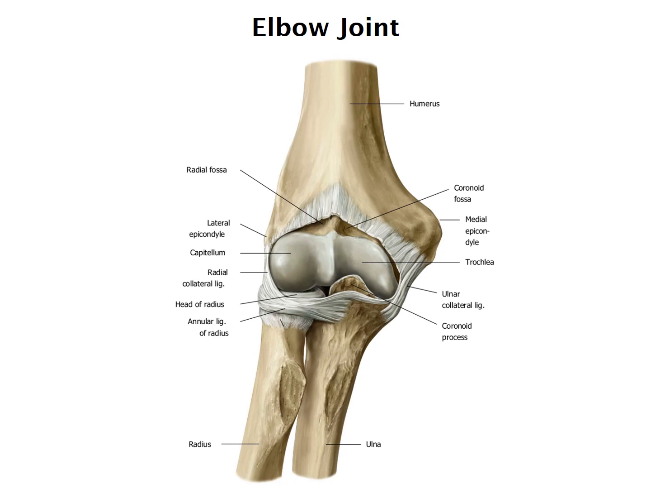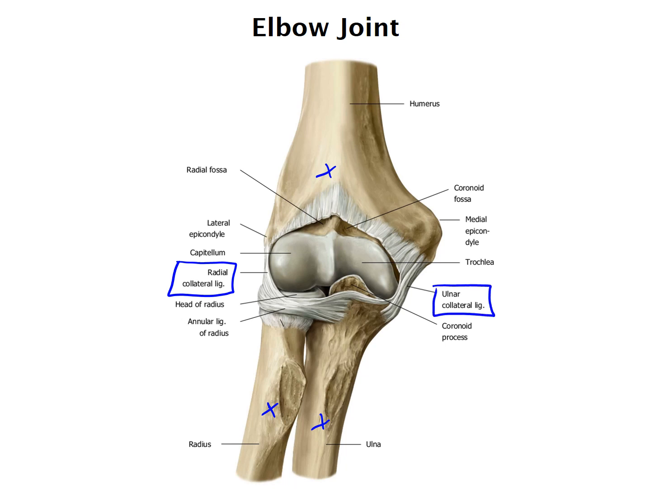The elbow joint is a hinge joint with three articulating bones: the humerus, the radius, and the ulna. Like a typical synovial joint, the elbow joint is encapsulated by a fibrous capsule. The two ligaments that reinforce this joint are the radial collateral ligament on the lateral aspect of the joint and the ulnar collateral ligament on the medial aspect.